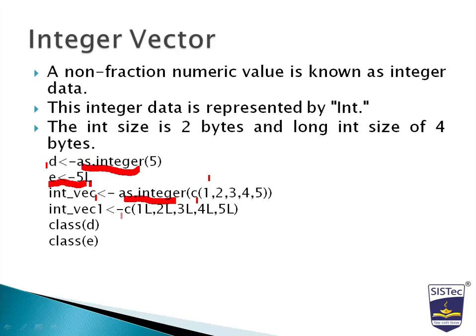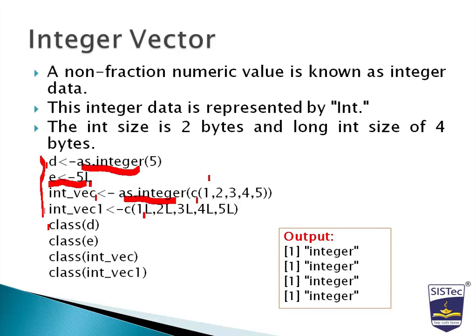Another way to use this is we can provide L character with all numeric values. We also check here class of D, E, and integer vector and integer vector 1. These are the four types to store integer values, and the results are all the classes, all the methods that we use in this program are going to store integer type of value.